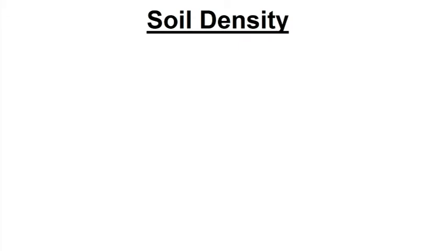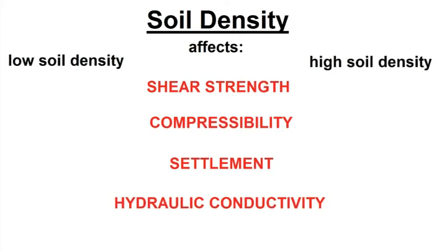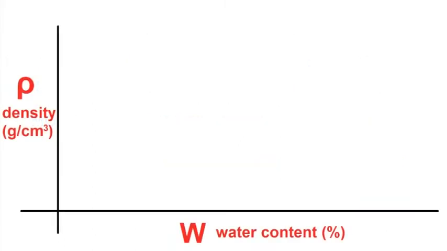Density is one of the controlling factors of soil, as it governs attributes like shear strength, compressibility, settlement, and hydraulic conductivity. A more dense soil will have a higher shear strength, less settlement, less compressibility, and less hydraulic conductivity. To find the optimal conditions for a given soil application, we will need to find the maximum dry density of the soil as well as the moisture content at that density.